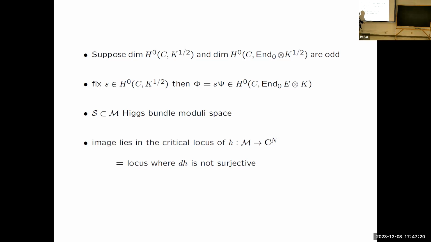And so this image lies inside what's called the critical locus of the integrable system. I haven't mentioned that word, but the integrable system of the Higgs moduli space. So it's the point where the derivative of this map is not surjective. So the curve that you get here is actually a normalization of the spectral curve of the classical Higgs.